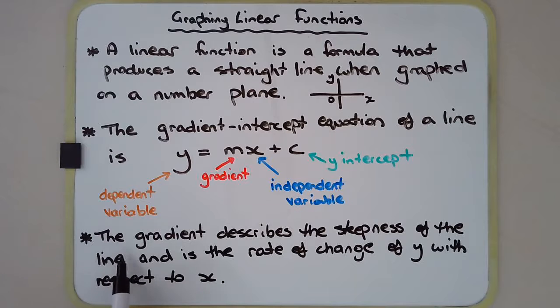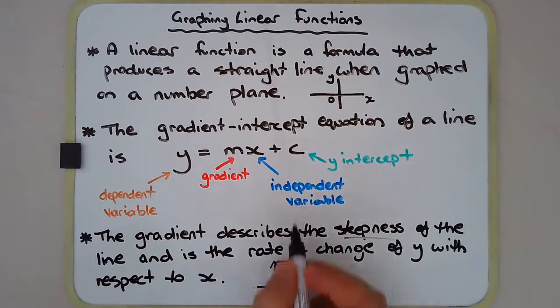So what's the gradient? The gradient describes the steepness of the line, and we can also interpret that as the rate of change of y with respect to x. In other words, as x changes, what's the y value doing? For example, if we're talking about a gradient of 2, that means for every one unit of movement from left to right, we're going up 2 units. Then again 1 unit, up 2 units, and so on. We'll look at this through an example later on.